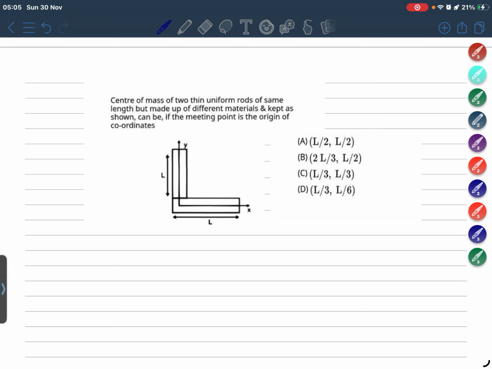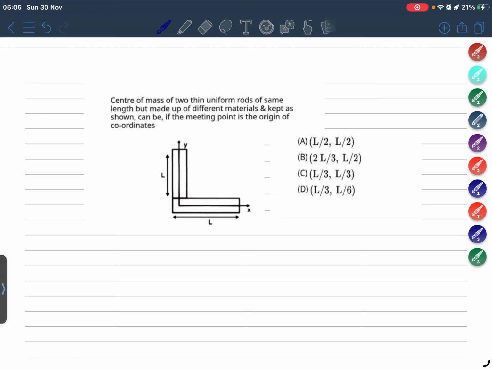Today I came with a question on the topic center of mass. At first glance, this question seems pretty easy. So I would suggest you solve this question by pausing the video and check your answer.